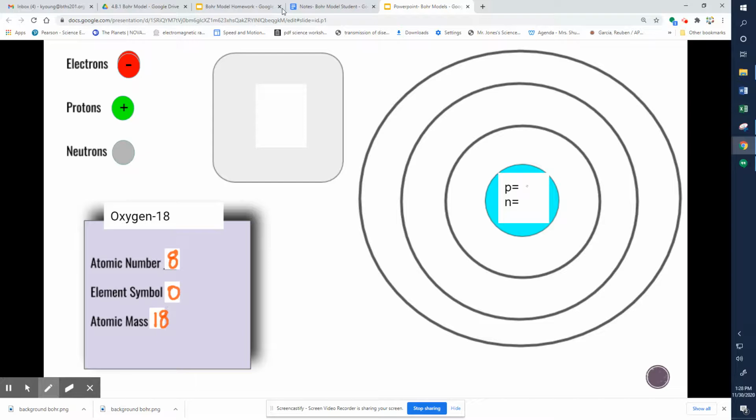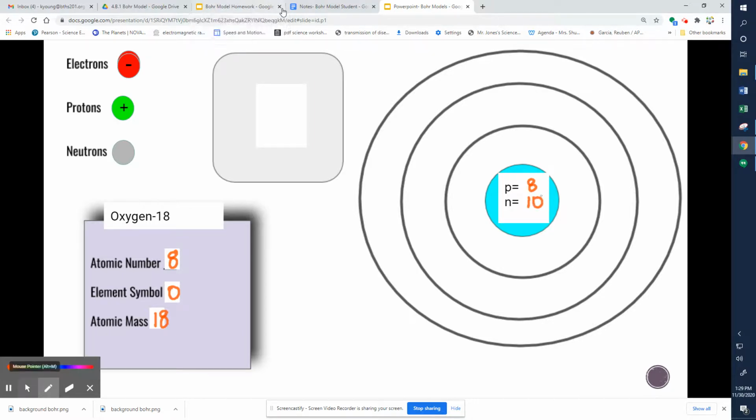How many protons does it have? Same as the atomic number, so 8. How many neutrons does it have? To find neutrons, again, I take my mass minus my number. So 18 minus 8, so it has 10 neutrons.